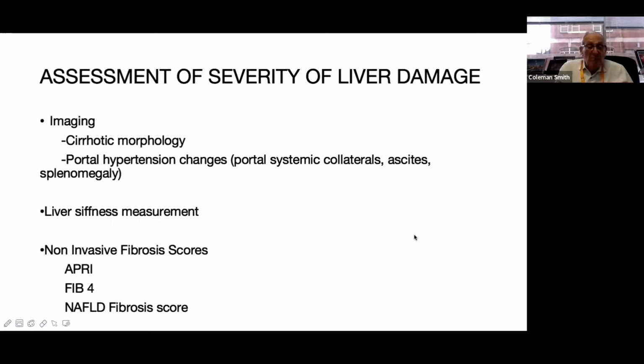We use imaging to look for, are they cirrhotic? Do they have cirrhotic morphology? Do they have portal systemic changes? Portal systemic collapse or ascites, splenomegaly, and so on. And then we use a number of things to measure the degree of liver injury or the degree of severity, the degree of fibrosis. We use liver stiffness measurement, and then there's a couple of other non-invasive fibrosis scores, which I'm going to mention, which I find very useful and can be done very quickly.